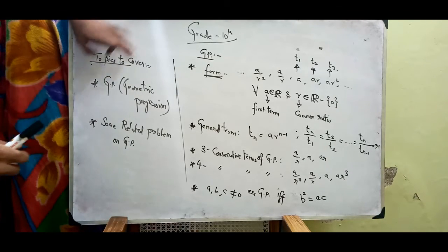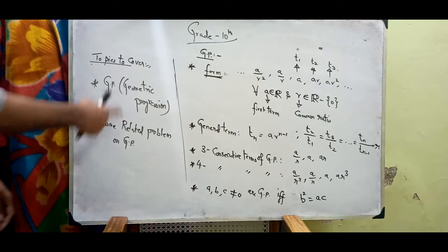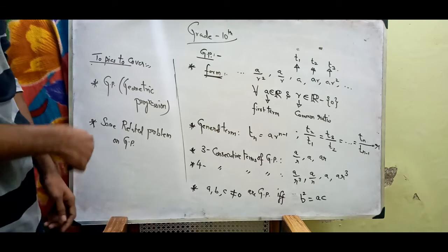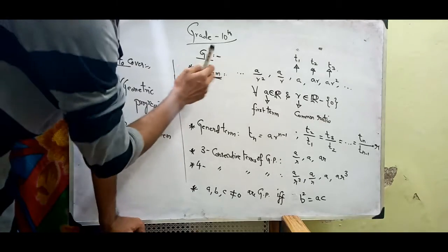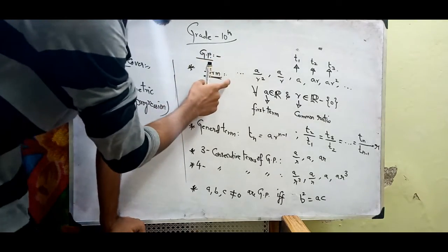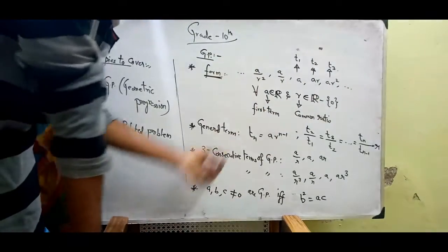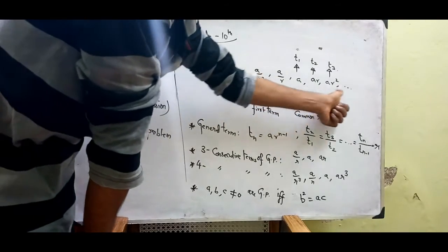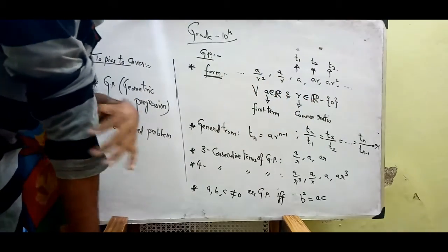We will see the lecture topics to cover here: GP, that is geometric progression, and some related problems on GP. First of all, GP will be of the form a r square, and a by r and a by r square.